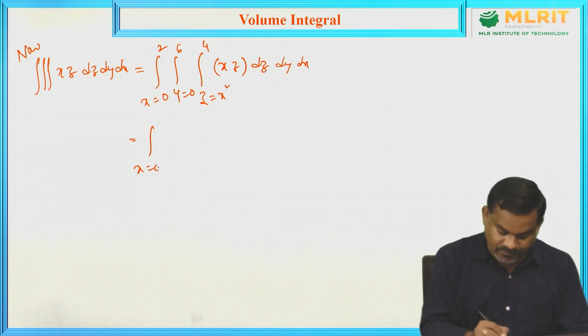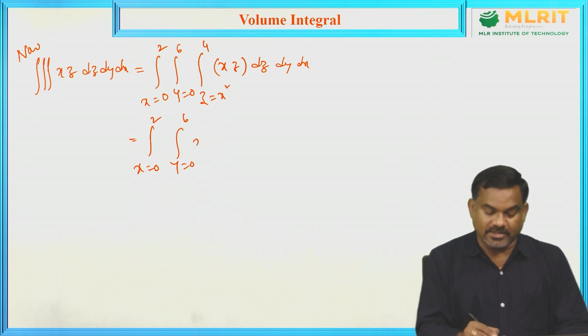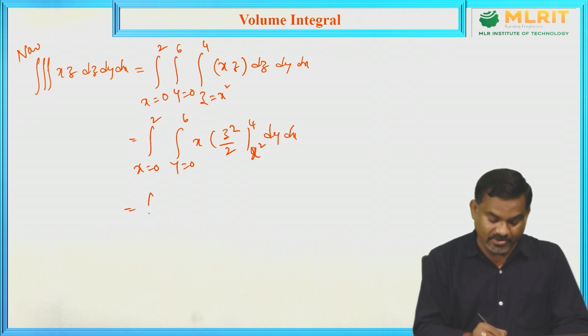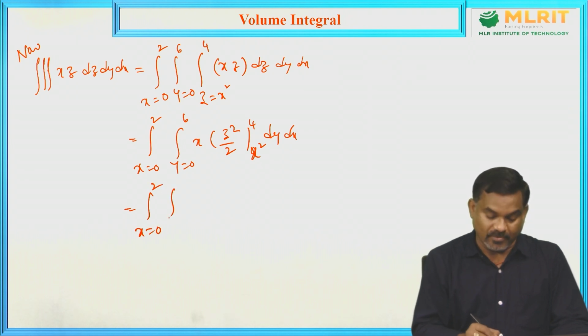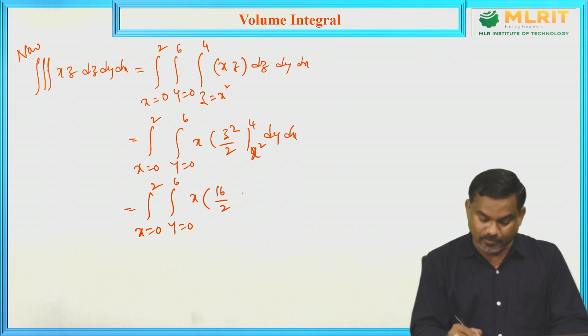So x from 0 to 2, y from 0 to 6, x constant, integral of z, which is z square by 2, the limits are x square to 4, dy dx. Which is x from 0 to 2, y from 0 to 6, x into, so upper limit is 4, so 4 square, 16 by 2, minus lower limit x power 4 by 2, dy dx.